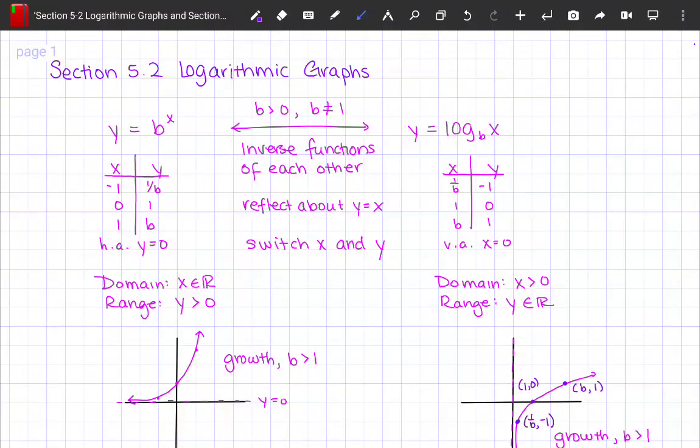And even the asymptotes change, because x and y is switched. So instead of y equals 0, we have an asymptote at x equals 0, which means now it's a vertical asymptote. Also, our domain is switched, domain and range. For an exponential function, the domain was x exists in the set of real numbers and y is greater than 0. Well, now it's x is greater than 0 and y exists in the set of real numbers.